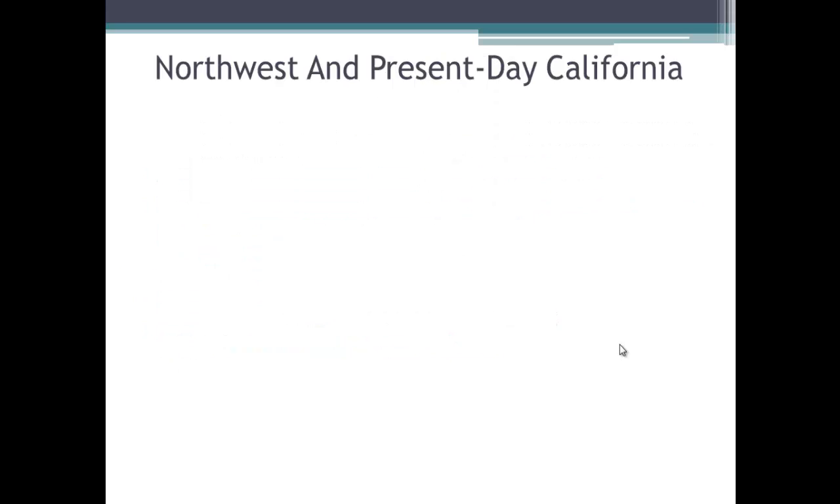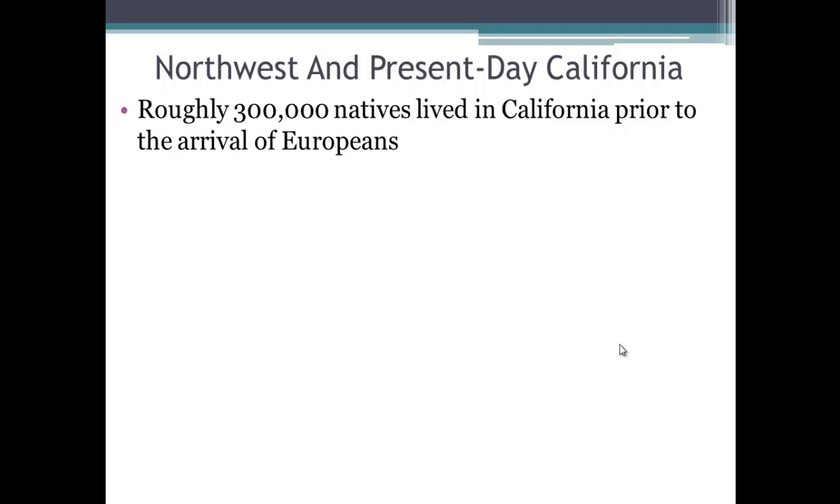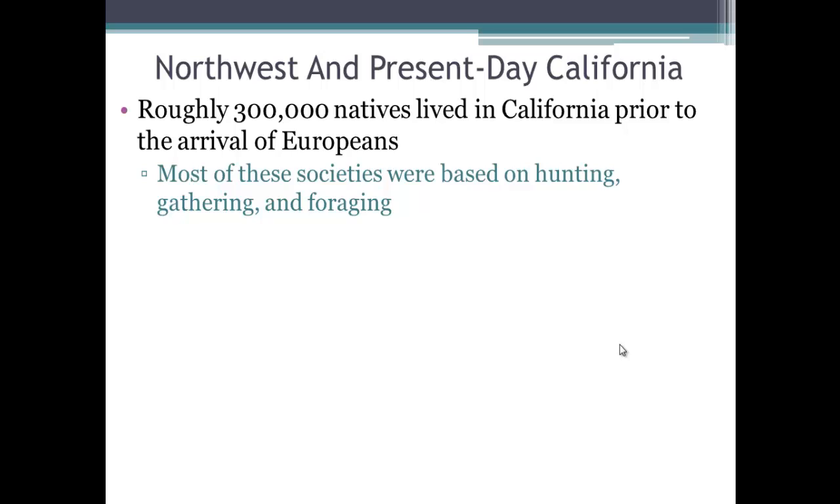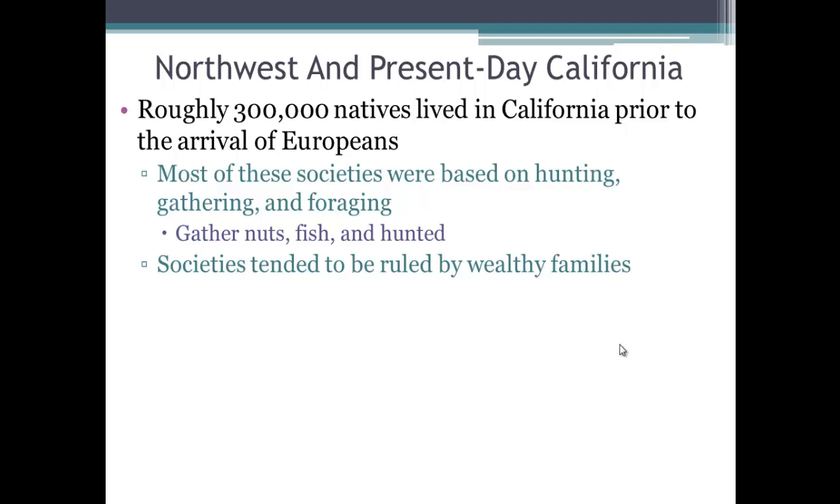When we're talking about the Northwest United States, at present day California, we have roughly 300,000 natives that lived there prior to the arrival of Europeans. Most of these societies were based on hunting, gathering, and foraging. They would gather nuts, and they would also fish a lot and hunt as well. That's how they would live.